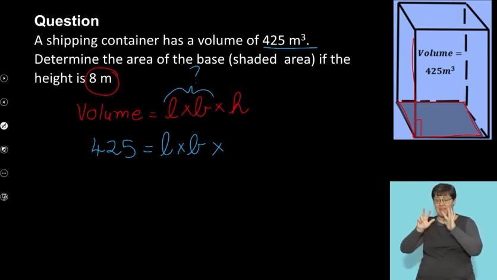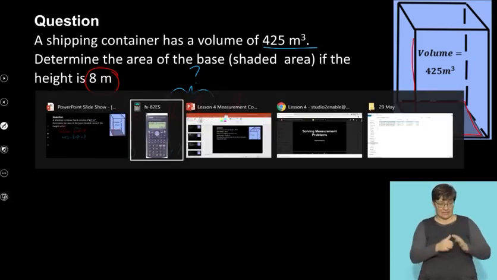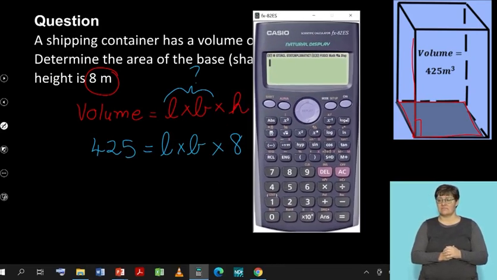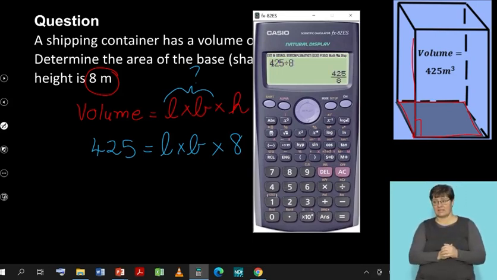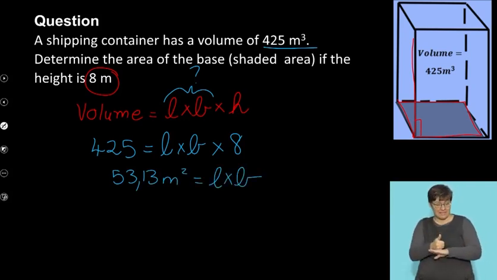I was given that the height is 8 meters. So in order to isolate my length times breadth, I'm going to have to divide 425 by 8. So let's get my calculator friend out. 425 divided by 8 is going to give me 53,13. So that means that the area of my base is 53,13 meters squared. Let's go on to the next question.